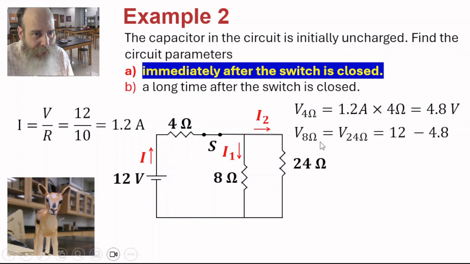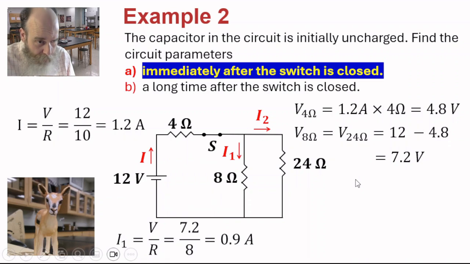The voltage across the 8 ohm resistor equals the voltage across the 24 ohm resistor because they are in parallel. We take the battery voltage, 12 volts, minus the voltage across the 4 ohm resistor, 4.8 volts, and we get 7.2 volts. Note that 7.2 volts plus 4.8 volts equals 12 volts, as it should.